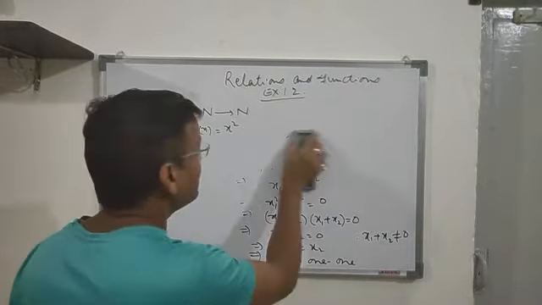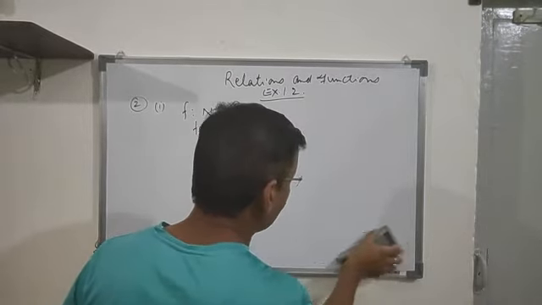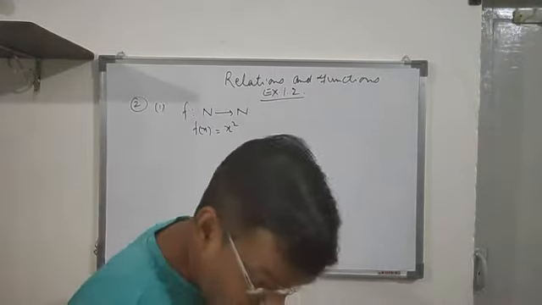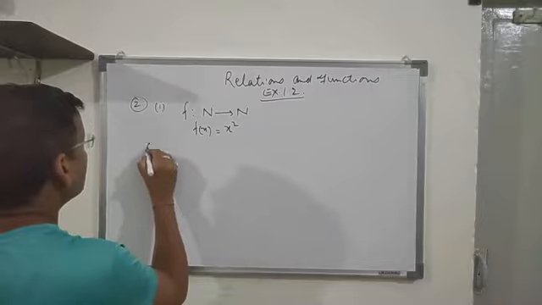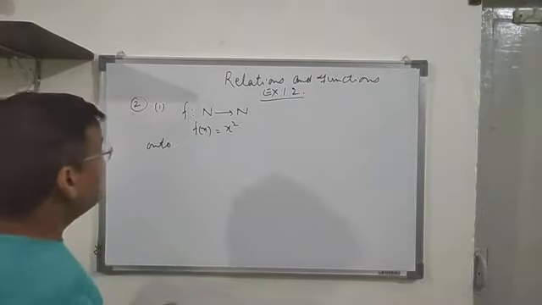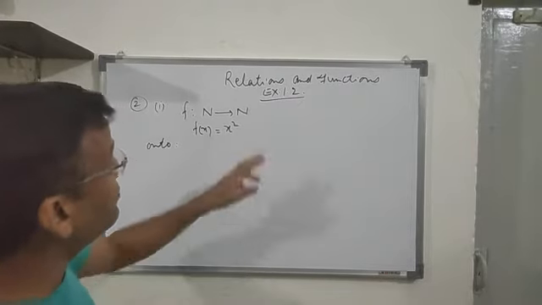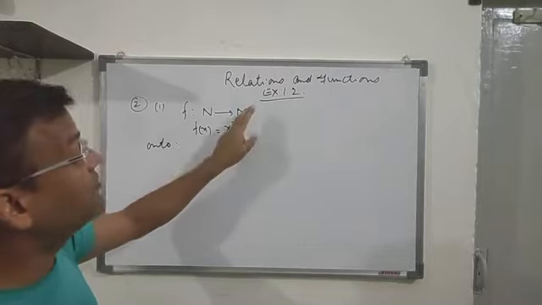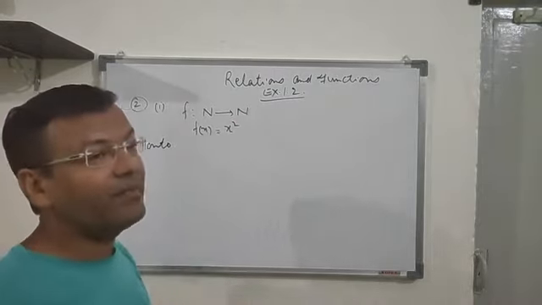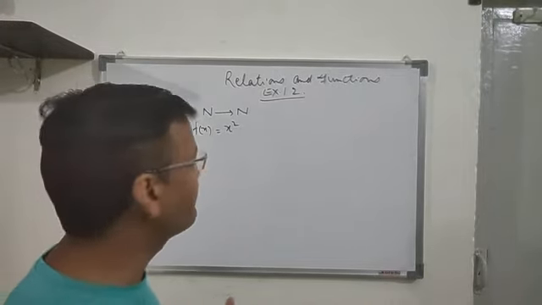Now I'm coming to the second part, that is onto. Let's see whether it is onto or not. So let's come to the onto part here. For onto, the procedure is that we have to take any element from the codomain, and we have to show that for any element in the codomain, there is an element in the domain for which this element of the codomain is the image.